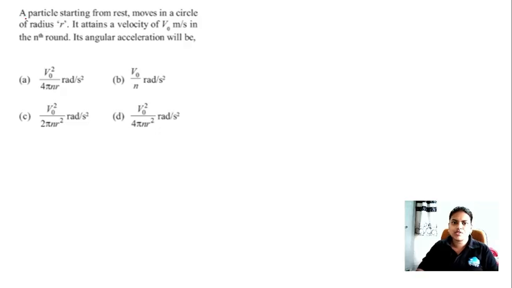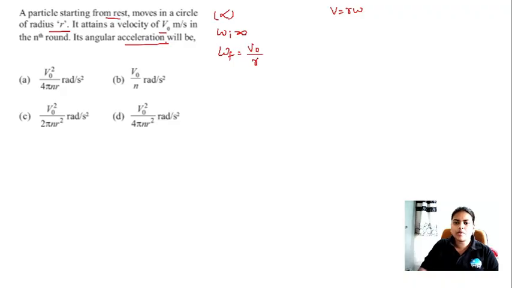Let's solve the next question, which says a particle starting from rest moves in a circle of radius r and attains the velocity of v0 meter per second in the nth round. Its angular acceleration would be? So we have to find the alpha. What is given to us? Omega initial is 0, and the final velocity is given to us. We know the relation v is equal to r omega, so I can write omega final would be equal to v0 upon r.